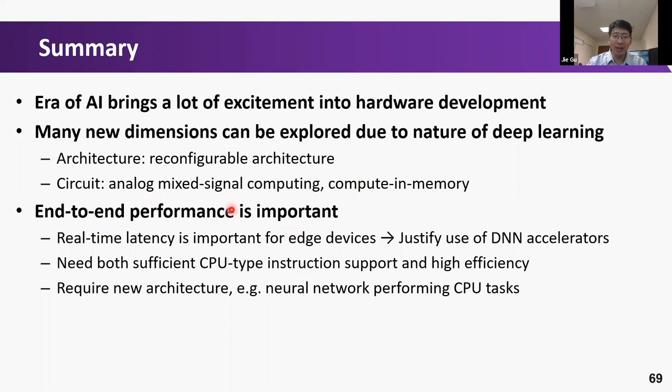But what I want to mention is that end-to-end performance is very important. In real-time operation, we need to use the DNN, but we can't just focus on the DNN. We also need a CPU to do the job. That's why we want to develop some new architecture that allows us to do both types of computing jobs. And this is one of the works we are working on now.